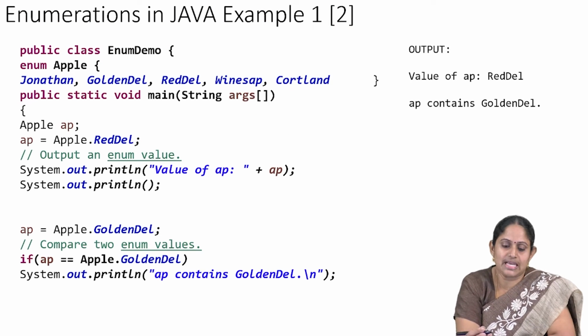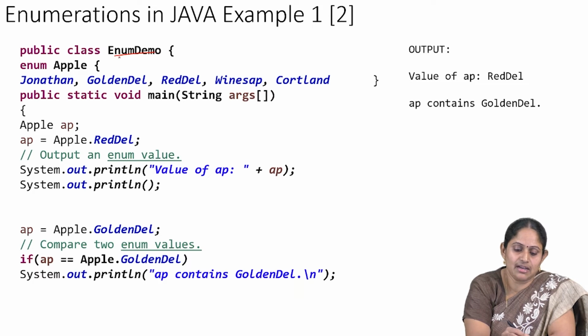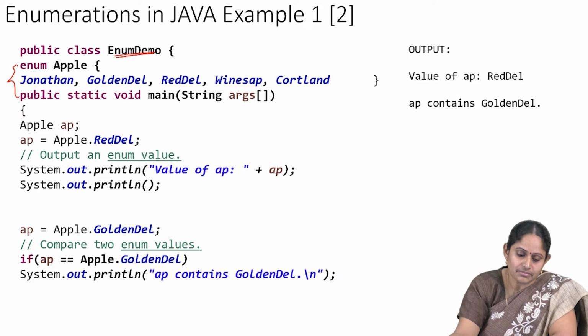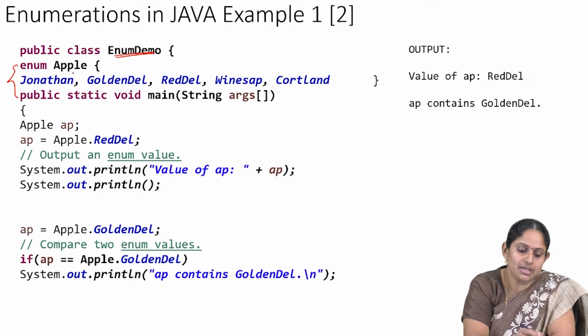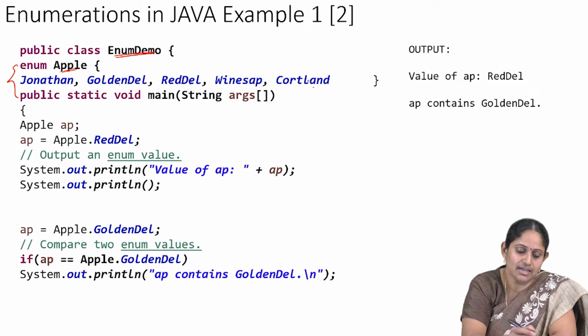Now let's look into an example of using enumerations. Here we are creating a class. We are creating an enumeration Apple with these constants: Jonathan, GoldenDel, RedDel, Winesap, and Cortland.